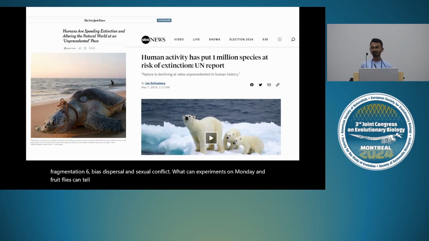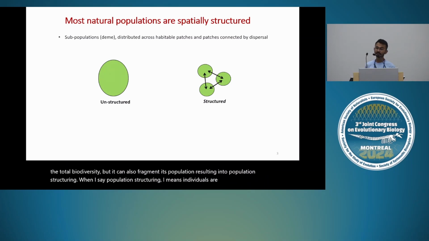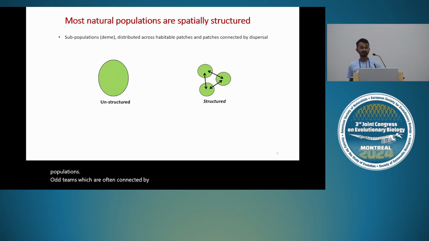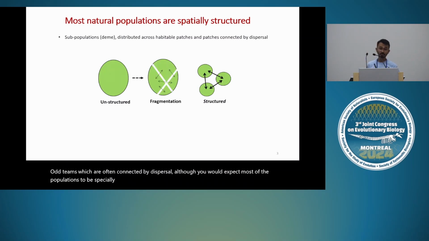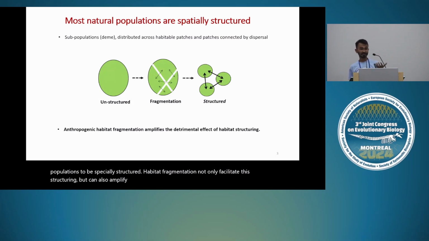As you know, human interference not only leads to a general decline of total biodiversity, but it can also fragment populations, resulting in population structuring. When I say population structuring, I mean individuals are not uniformly distributed in a population; rather they are structured into multiple subpopulations or demes, which are often connected by dispersal. Although you would expect most populations to be spatially structured, habitat fragmentation not only facilitates this structuring, but can also amplify the detrimental effect.